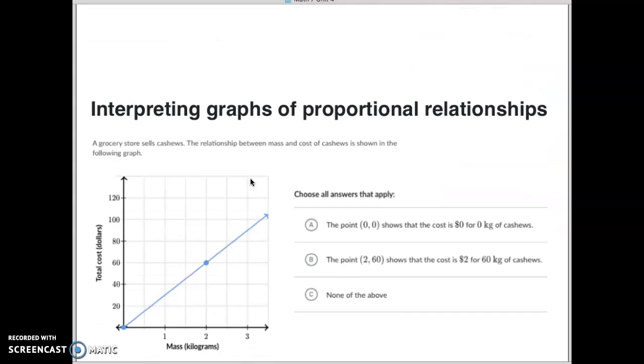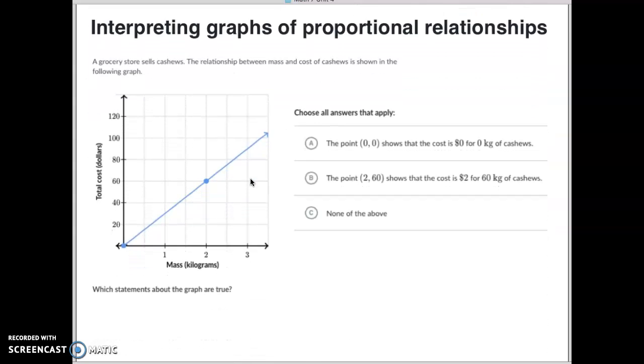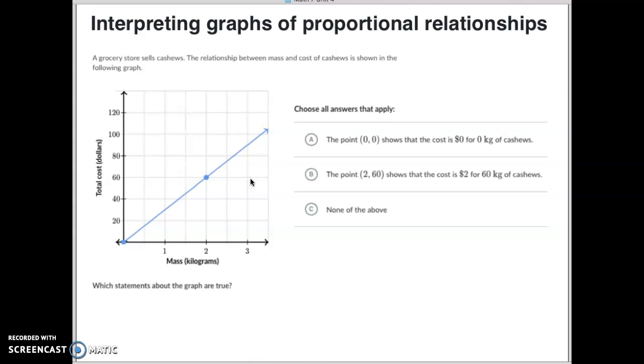Perfect. All right. Con number 2, interpreting graphs of proportional relationships. Sounds complicated, but it's not, guys. Okay, notice that they went to a grocery store to sell cashews. Okay, if you buy, we start at 0, 0, and then we bought $60. 2 kilograms of cashews cost 60 bucks. All right. So let's see what it says over here.